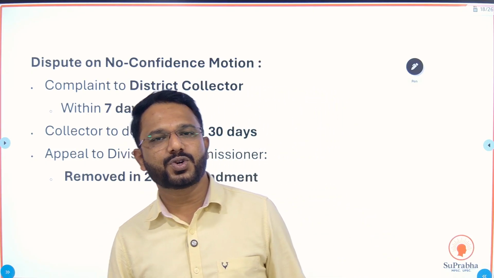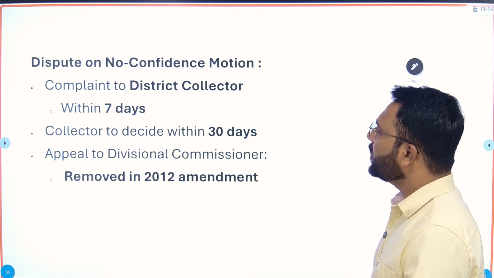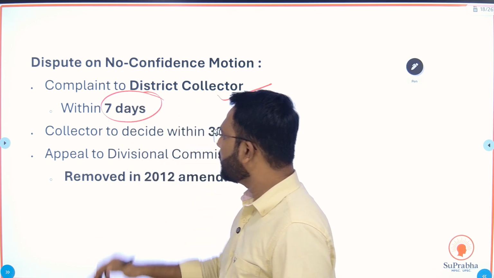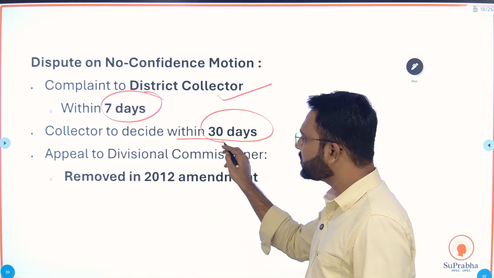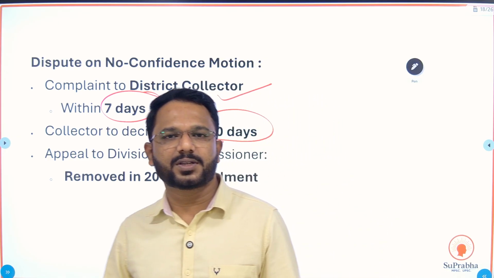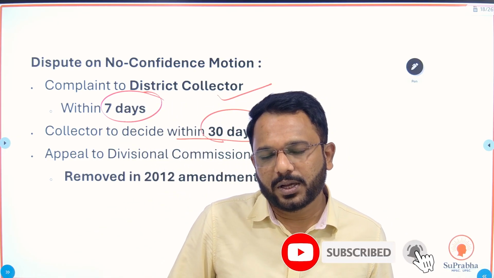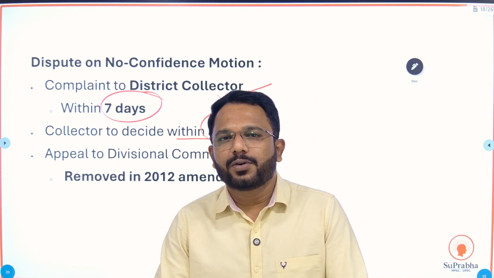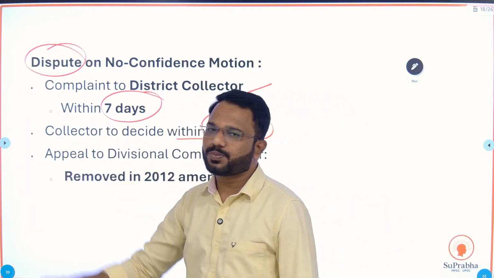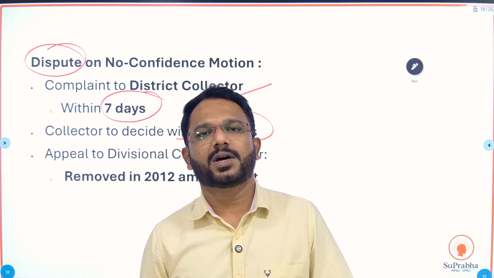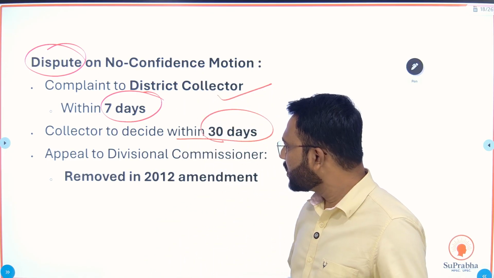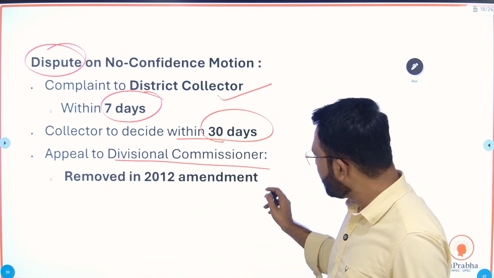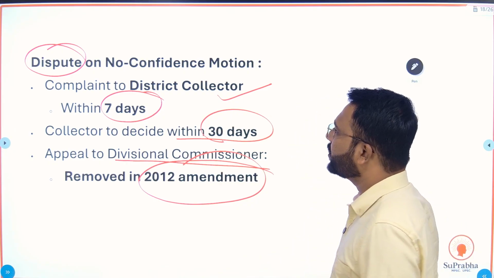Disputes on no confidence motion. Okay. So redressal of this dispute is by filing a complaint to the district collector within 7 days. The collector decides within 30 days and gives his decision. Before 2012, there was an appeal option for the individual who had raised this dispute before the collector. So the appeals against this decision of the collector were placed before the divisional commissioner. Okay, but after the 2012 amendment, this clause has been removed.